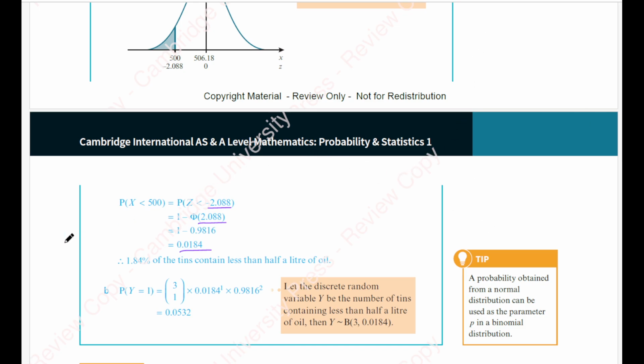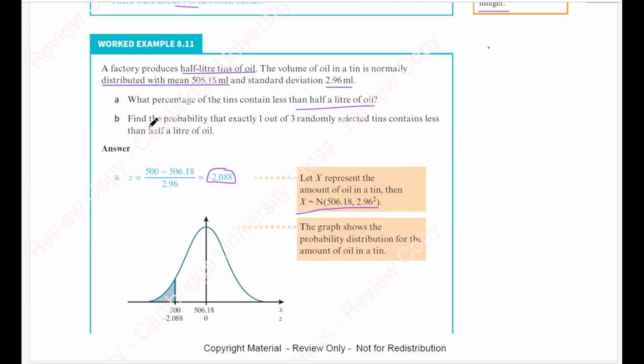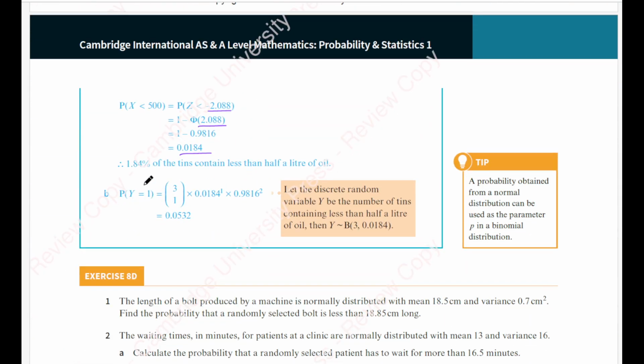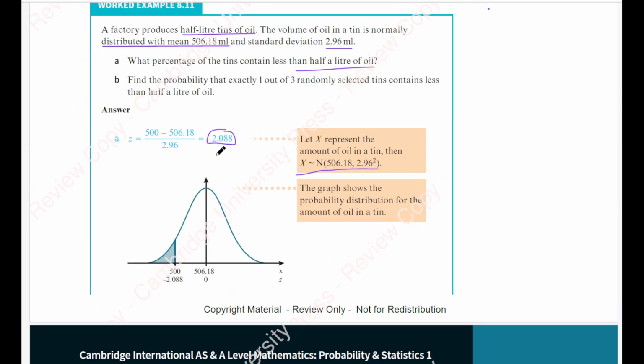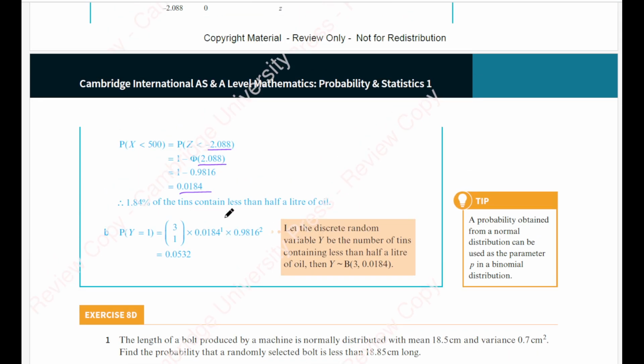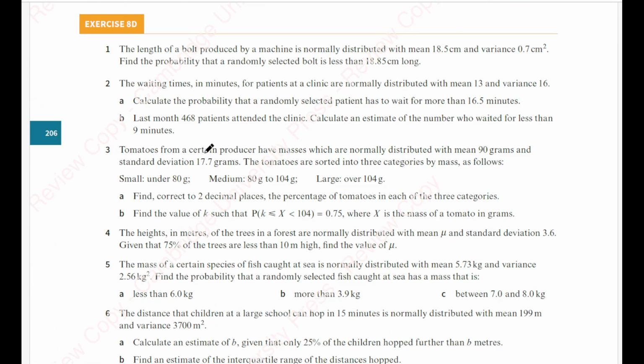If you want to know the next thing, let us see what we can do. Find the probability that exactly one of three randomly selected tins contains less than half a liter of oil. Here we need to understand that we have to find one out of three randomly selected. But we need to have the combinations: we choose one, and you multiply by this and that, and you finally get the answer. So this is how it goes. Now we need to solve those tasks, so let us solve some of them in the other exercises.